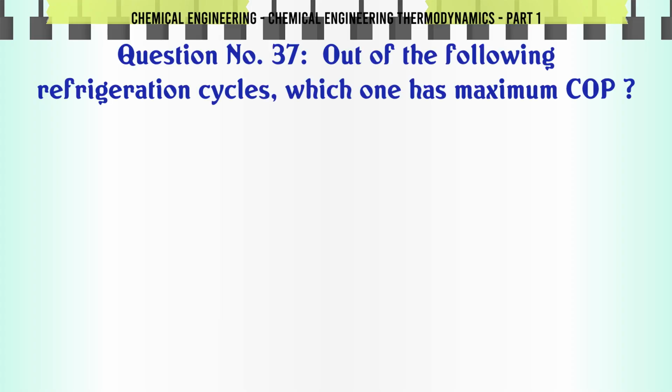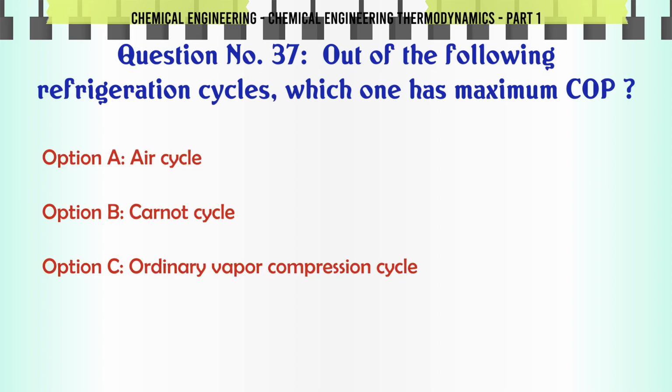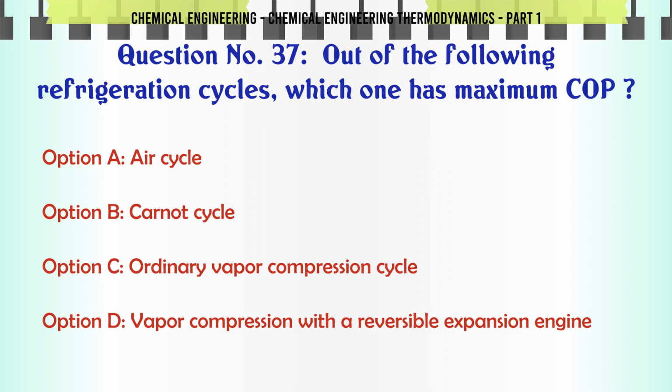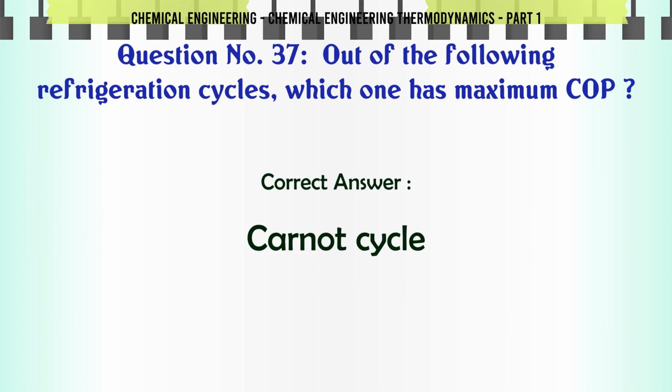Out of the following refrigeration cycles, which one has maximum COP? A. Air cycle. B. Carnot cycle. C. Ordinary vapor compression cycle. D. Vapor compression with a reversible expansion engine. The correct answer is Carnot cycle.